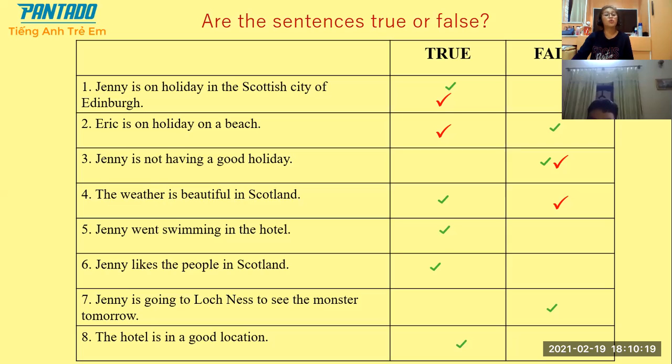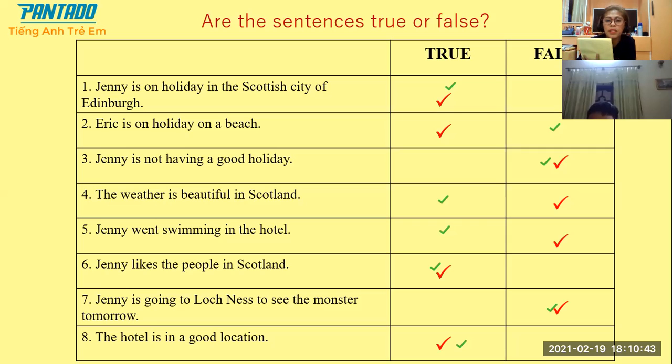Jenny went swimming in the hotel? No, because there's a swimming pool, but she didn't go there because it's cold. Jenny likes the people in Scotland. True. Jenny is going to Loch Ness to see the monsters tomorrow. False. The hotel is in a good location.